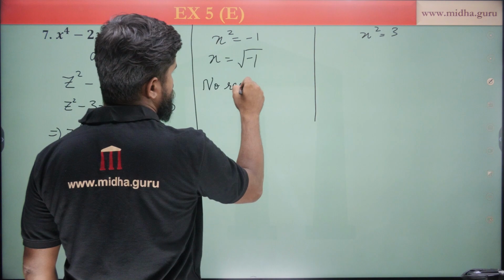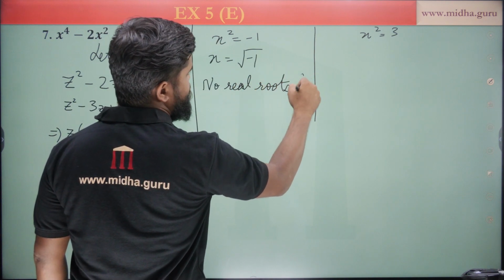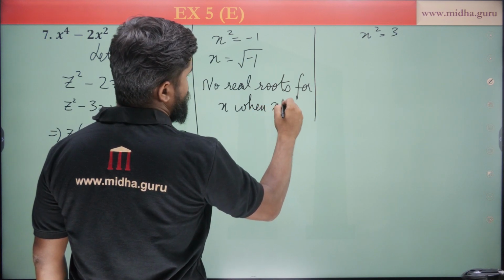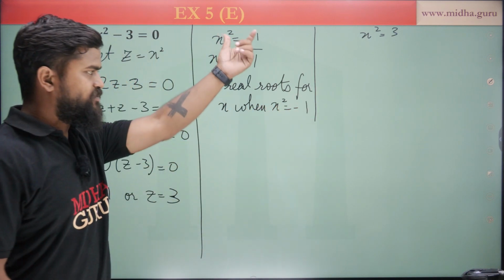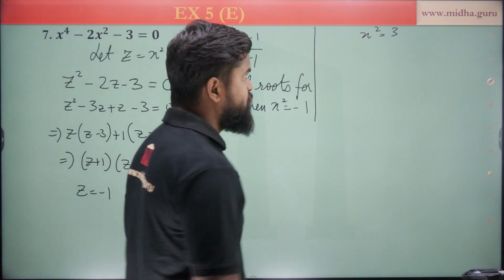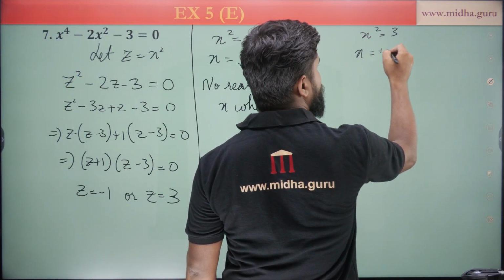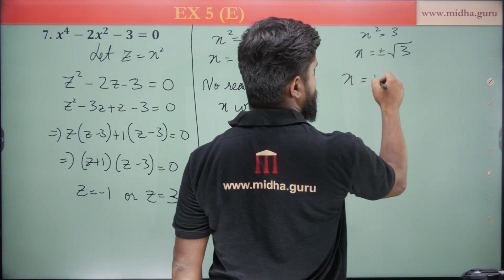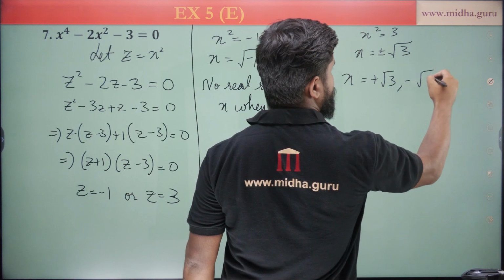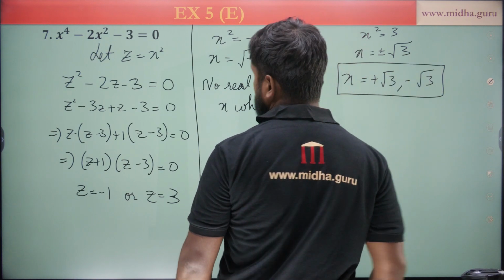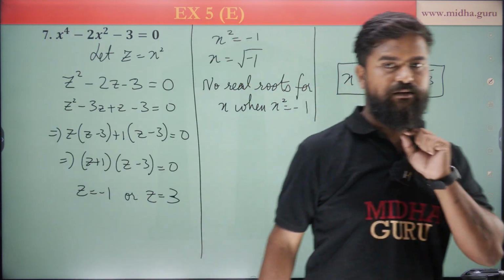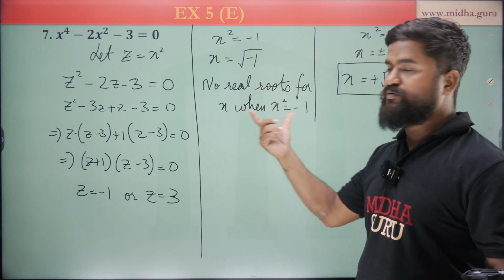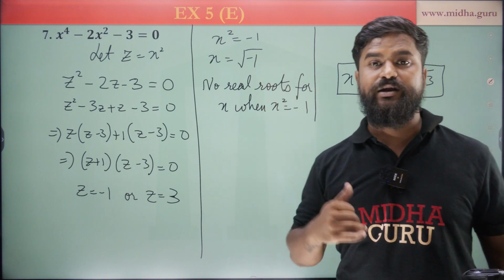there are no real roots for x when x squared is equal to minus 1. When we took x squared as minus 1, there are no real roots for x. Now we solve it here. So x will become positive or negative square root of 3. So these are the real values for x which satisfy this biquadratic equation. Since when we took x squared to be minus 1, it is impossible to find roots for x, since root over minus 1 becomes an imaginary number.